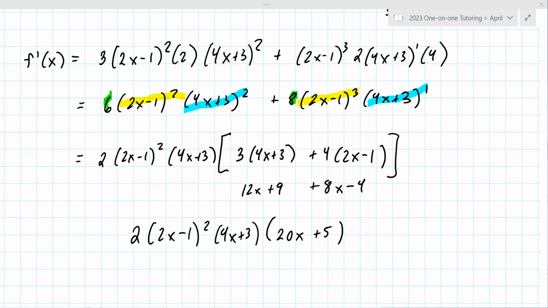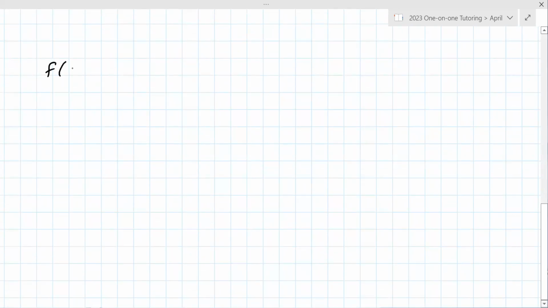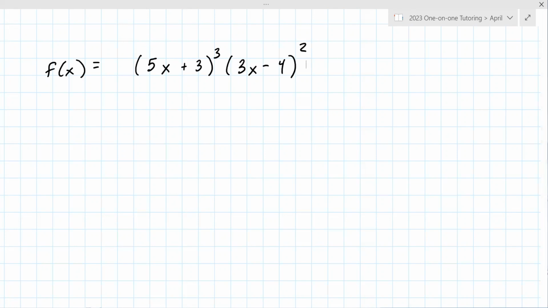Okay, let me give you one to try then, and you can see what you come up with. I won't make it any more difficult or less difficult, I'm just going to give you different numbers here: 5x plus 3 cubed times 3x minus 4 squared, something like that, maybe. So go ahead and work that out. Let me know if you have any questions along the way.